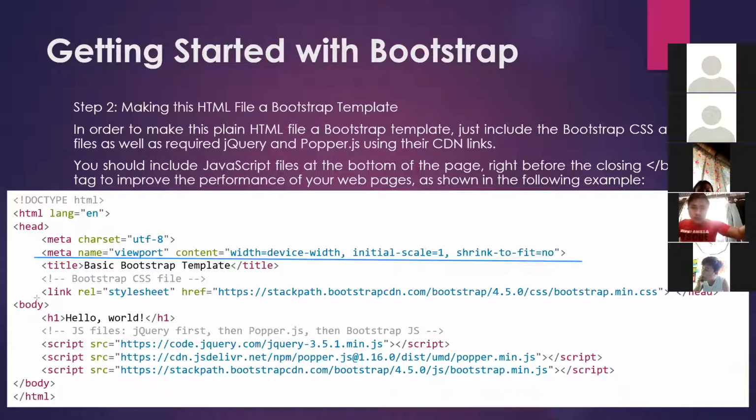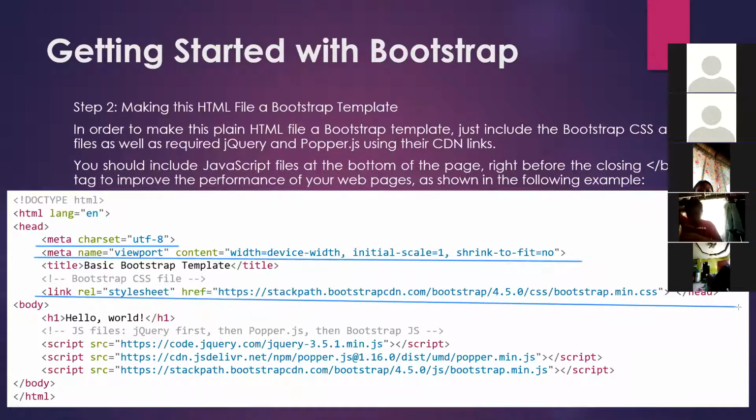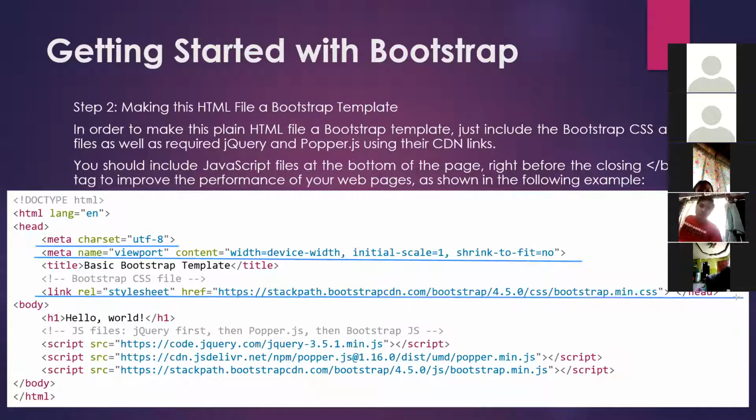Now here, charset, it's using charset UTF-8. This is actually for the characters. Now the third part inside the head is the most important one. It's using a style sheet, and the link that it uses is stackpath.bootstrapcdn.com. So how do we open that?